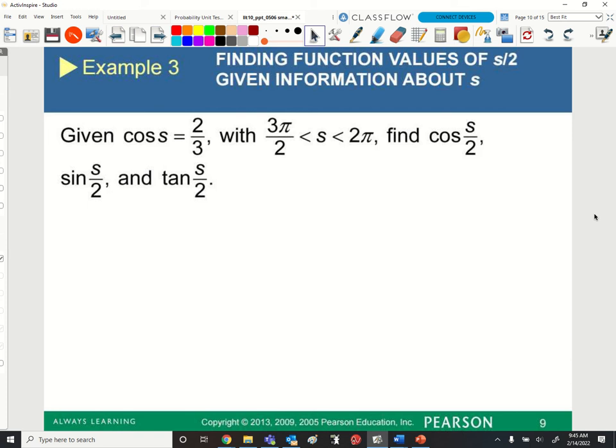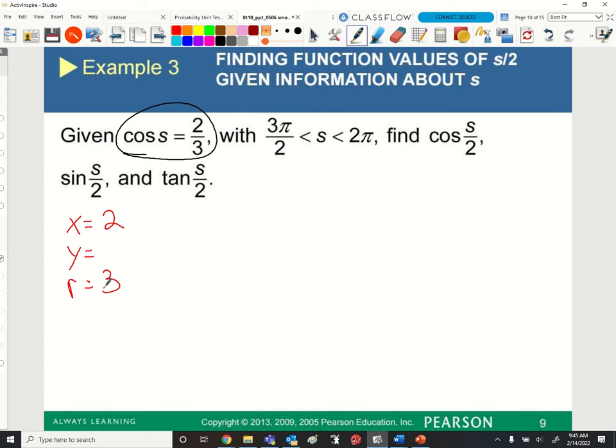So we're going to do example 3, 5.6, and it's a lot of stuff that we've done already. We're just going to start plugging stuff into what we already know and do it the same way that we have been doing. First thing, we are given a single angle, so I could use my x, y, and r. Cosine is x over r, so x is 2, my y I don't know yet, and r is 3.